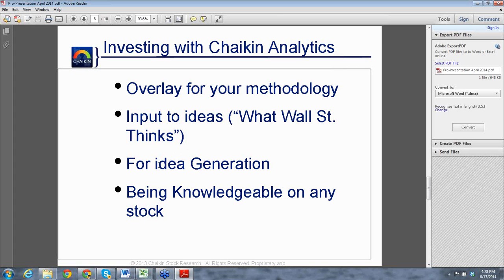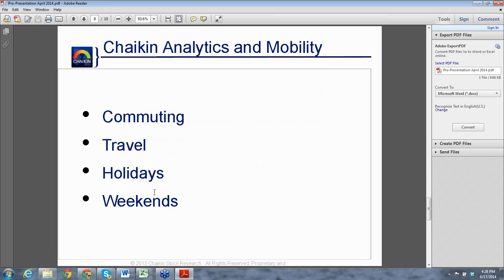To a great extent, the product can help you with idea generation. And importantly, if you look at a lot of names that you're not familiar with on a regular basis, it helps you become knowledgeable on any stock very quickly by diving into the model and diving into the analytics, and doing so in the way we display data.